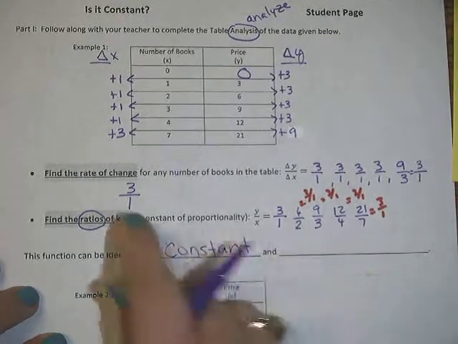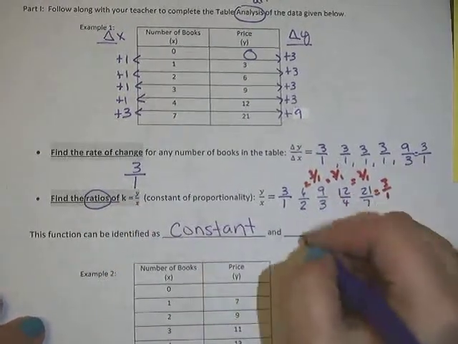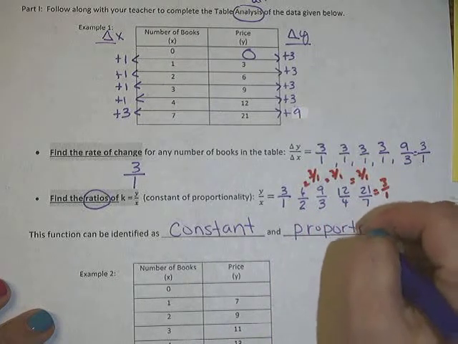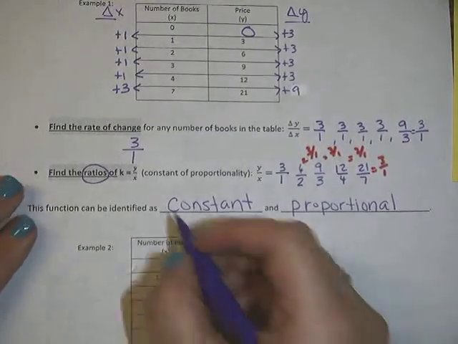This is where you have to know. This function can now be identified as constant because we have a constant rate of change. And it's also going to be what? Proportional.